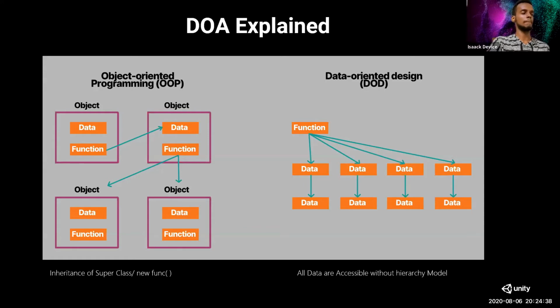the parent class. But in the data-oriented design, everything is considered data. So data can be shared across any other data, as you can see. There's no restriction on accessing data from different sections. All data are accessible without the hierarchical model. But with object-oriented programming, there must be a hierarchical model for you to follow the paradigm that is introduced.